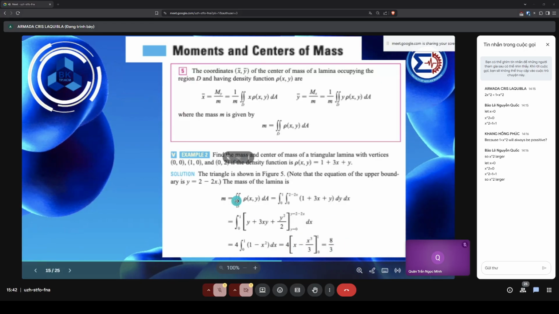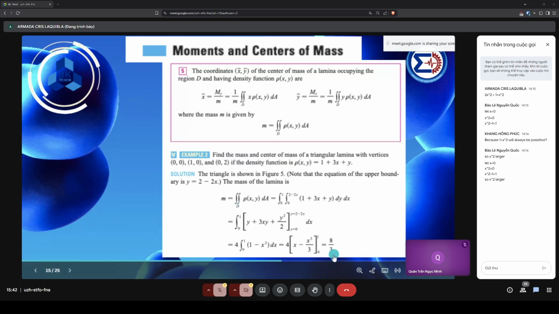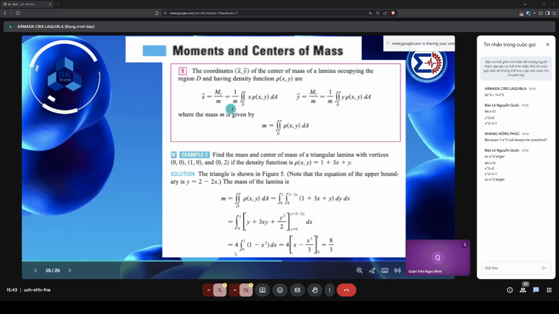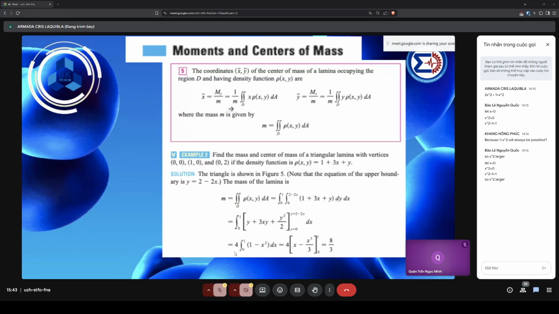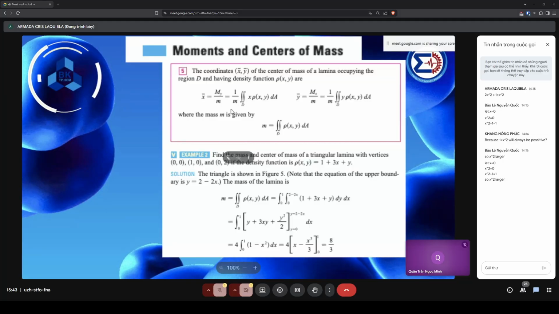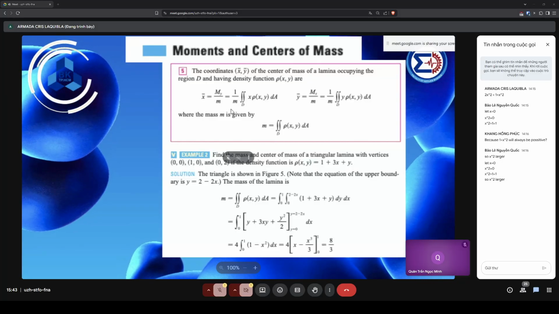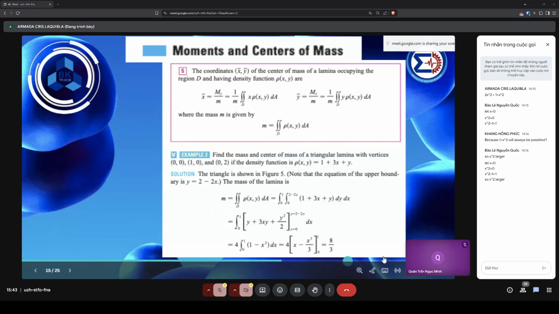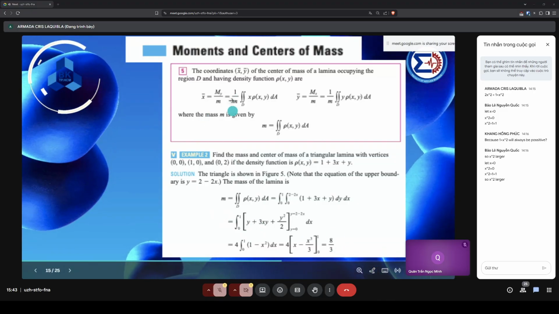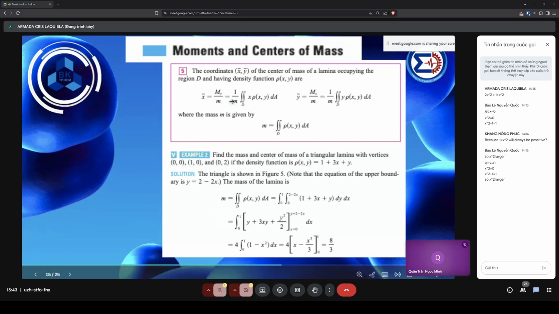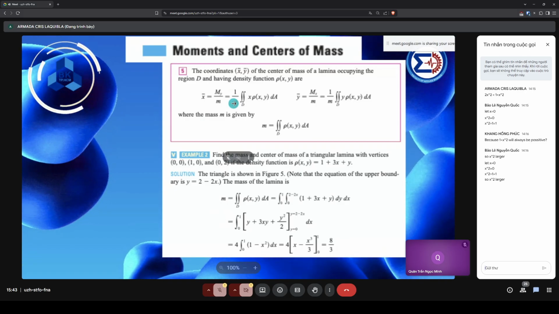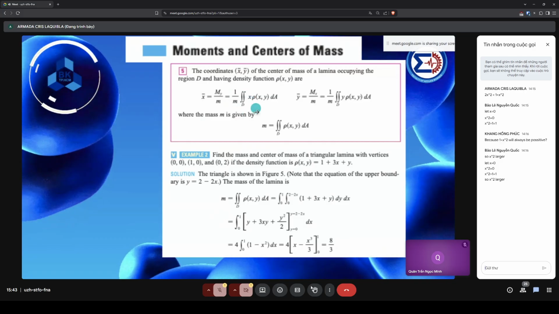And this is now your m. This is 8 over 3. Now, what is the value of your 1 over m? Your 1 over m is the reciprocal of your m. So, if your m is 8 over 3, your 1 over m is equivalent to 3 over 8. Okay? Then solve the double integral again.